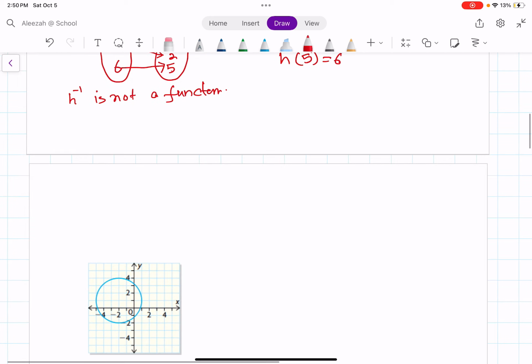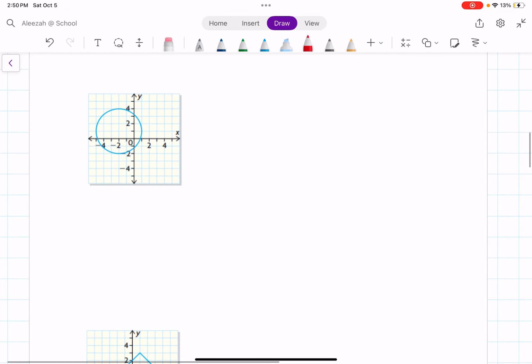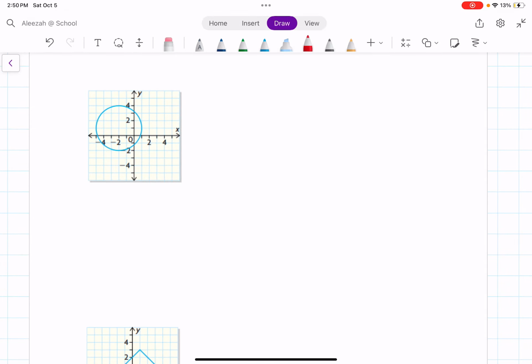Okay, next we are given a graph and we have to check whether it's a function or not. So when you're given a graph, you can simply check for it to be a function or not. You just draw a vertical line through the graph, right? When you draw a vertical line through the graph, you can see that it intersects the graph at 2 points. So it means it's not a function, right?